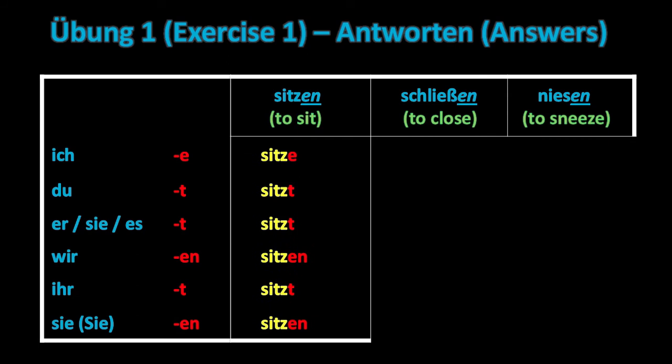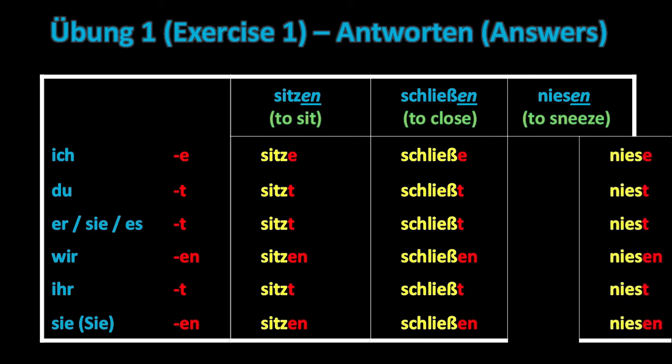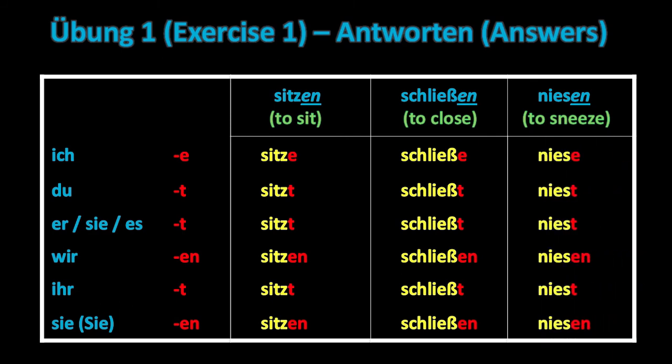Sitzen, to sit. Ich sitze, du sitzt, er sitzt, sie sitzt, es sitzt, wir sitzen, ihr sitzt, sie sitzen. Schließen, to close. Ich schließe, du schließt, er schließt, sie schließt, es schließt, wir schließen, ihr schließt, sie schließen. Niesen, to sneeze. Ich niese, du niest, er niest, sie niest, es niest, wir niesen, ihr niest, sie niesen.